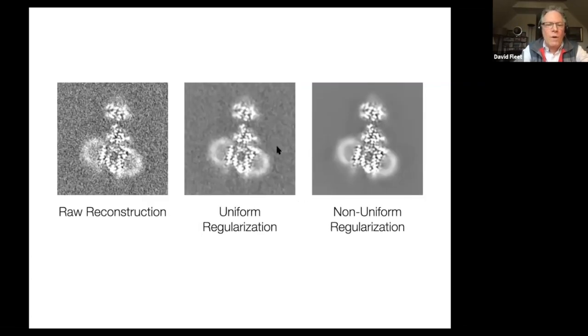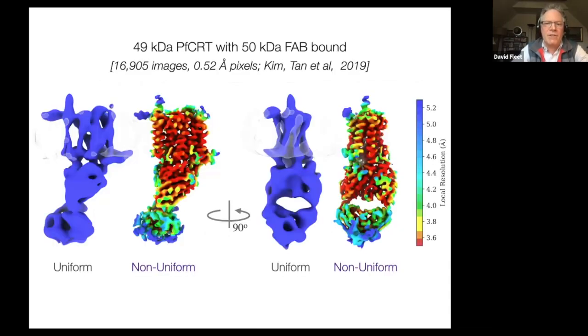And what this does, so if this is just a 2-dimensional slice from a raw reconstruction, this is what you get with a Wiener filter. And this is on the right what we get with our new non-uniform regularizer. In this case, this is nothing more than a spatially adaptive linear filter. But that's enough to give us dramatically different results.